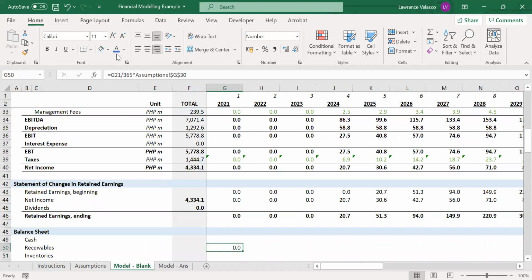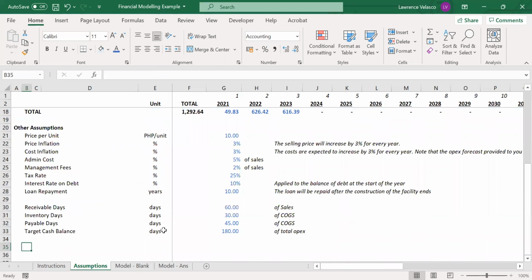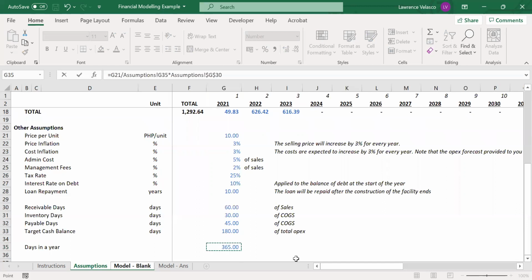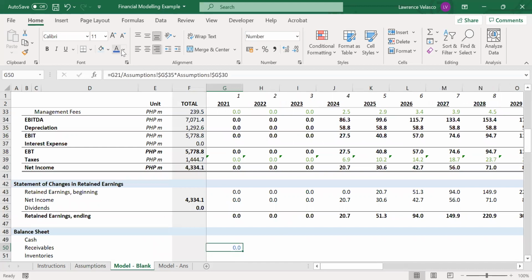This one, I'll color it blue because I encoded 365. Okay? Actually, pwede nating ilagay dito sa assumptions yan. Days in a year. Para maging green din siya kung OC kayo. Para i-divide natin siya sa assumptions na 365. I-click mo ulit. Yan. Para maging green siya. At hindi nakakainis. Okay?